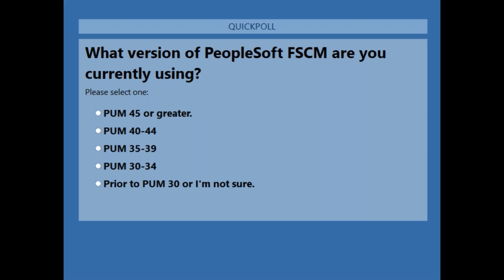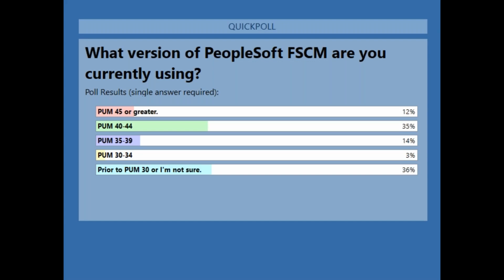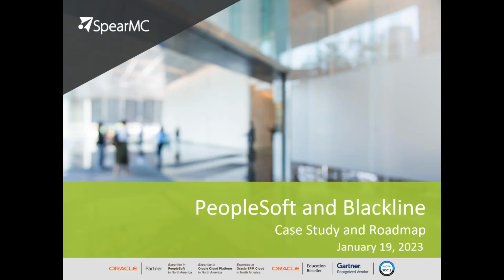Thanks. Susan, it looks like we're pretty good. Could you share the poll results with us? Here we go. Yes, we have 12% at PUM 45 or greater, 35% PUM 40 to 44, 14% PUM 35 to 39, 3% PUM 30 to 34, and then 36% prior to PUM 30, or they're not sure. Okay, so we've got almost 50% of the population at PUM 40 or greater, and then 36% prior to PUM 30 or not sure.